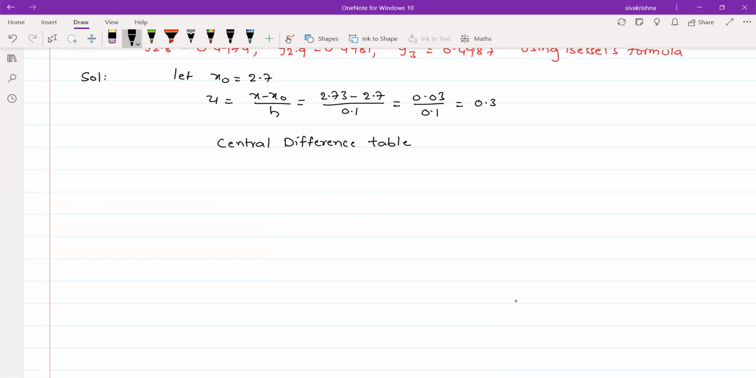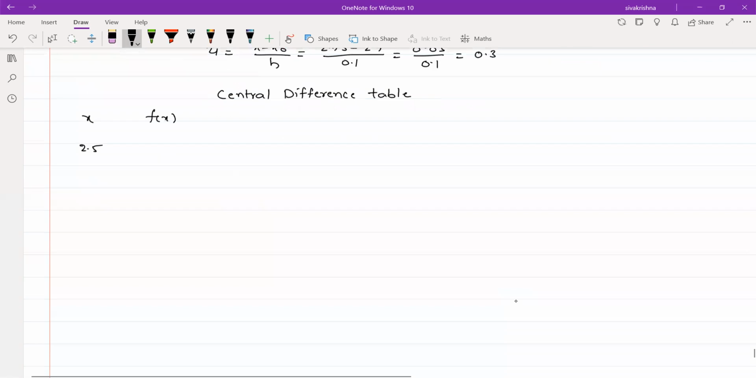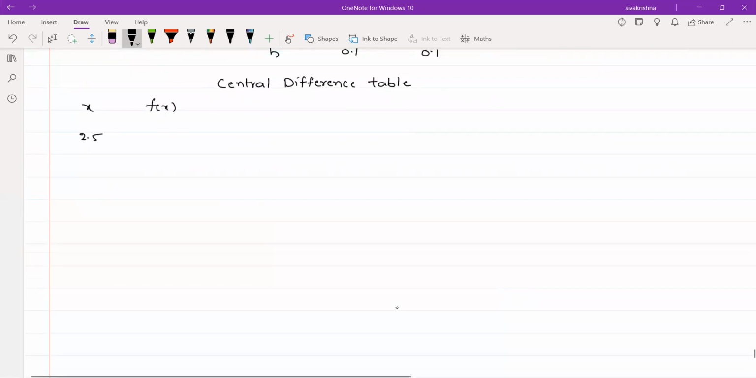So the first column is x and the second column is f of x. Coming to the first column, we have to write down the x values. So that's 2.5. Coming to the next one, that is 2.6. And the next one is 2.7. So the next one is 2.8. Next one is 2.9. And the last one is 3.0.